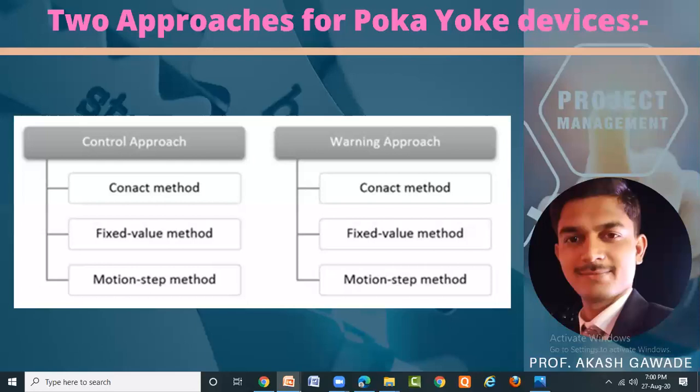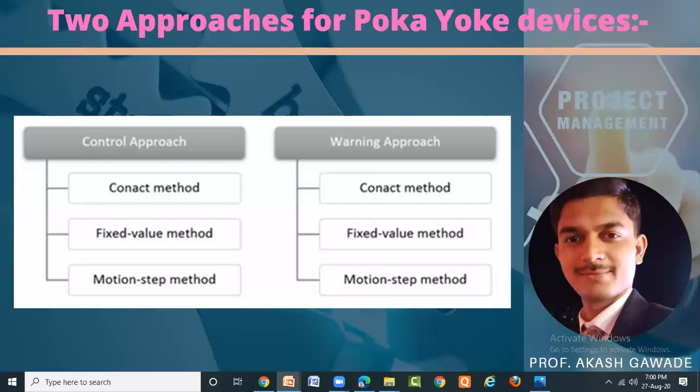In the case of a fixed value method, it is used in operations where some activities are repeated several times. That means in mass production, the fixed value method is used. This method employs automatic counters or optical devices and controls the number of moves, rates, and length of movement, as well as other critical operating parameters. The next one is the motion step method.